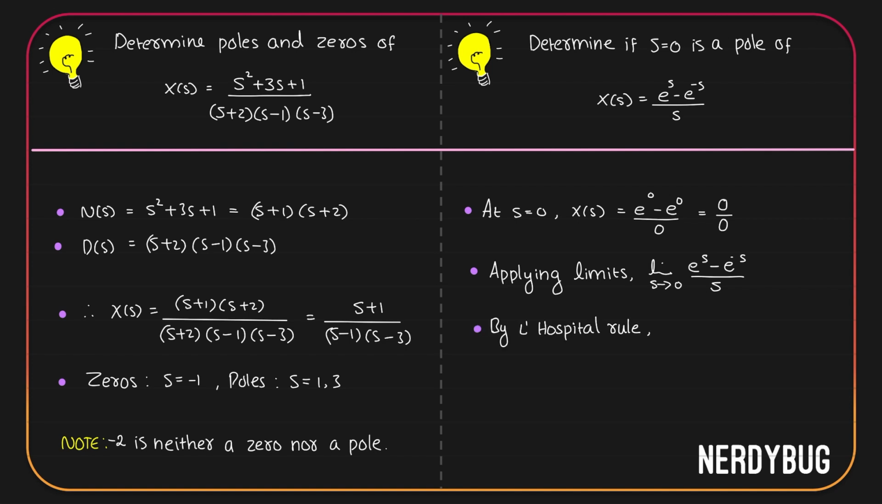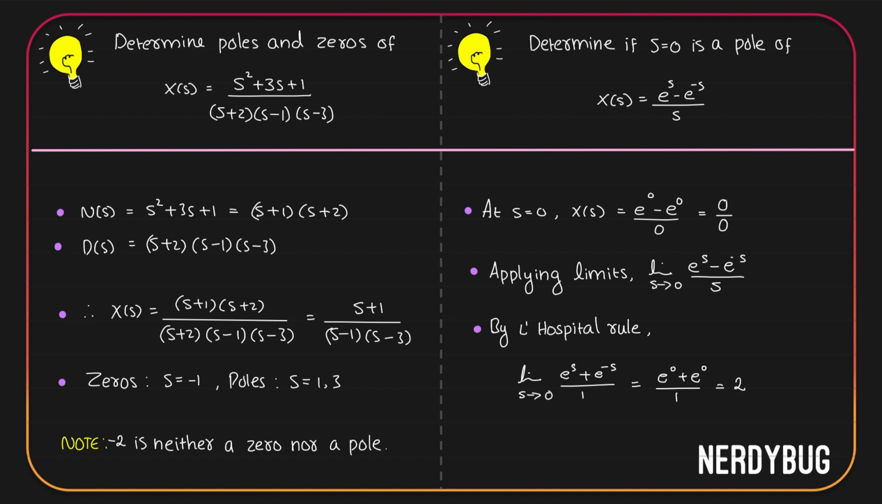According to L'Hospital's rule, if the function is of the form 0 by 0, you can take the derivative of the numerator and the denominator and then give s equal to 0. Then X(s) becomes the limit as s tends to 0 of the derivative of e^s, which is e^s itself, minus the derivative of e^(−s), which is −e^(−s), so plus e^(−s), divided by the derivative of s, which is 1. Now if you give s equal to 0, this becomes e^0 + e^0 divided by 1, which is equal to 2.